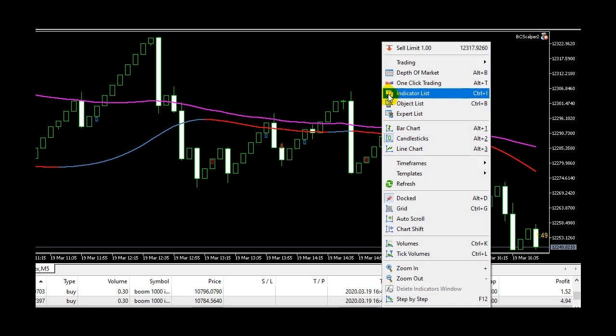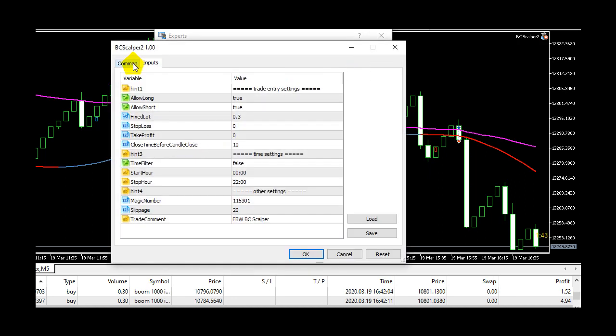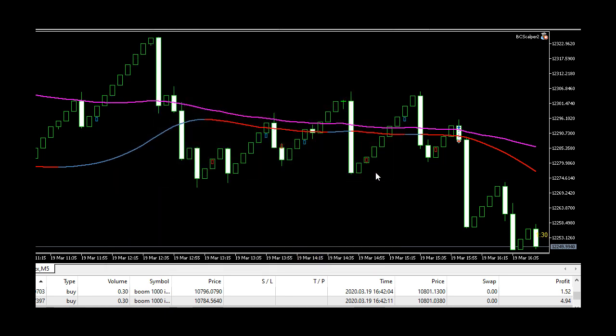Right-click on the expert list. Look at it here. Click on Properties. Click on Common. You see here, Allow automated trading. I did not tick the box. Look at the box, it is left open. It is left open because the trend there cannot be predicted.